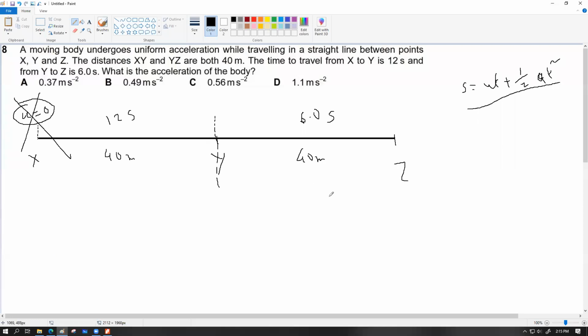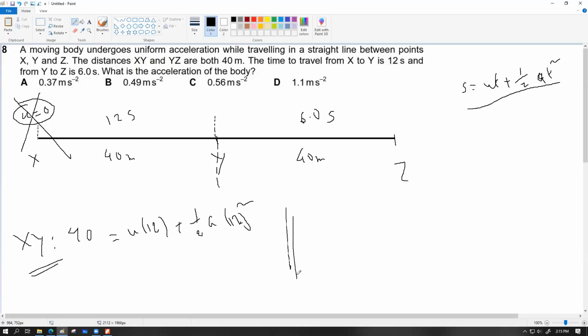If I go for the two segments individually, I can write, let's say, only for the xy segment: 40 equals u into 12 plus half a into 12 square. See if you can appreciate this equation. I wrote s equals ut plus half at square for only segment xy.